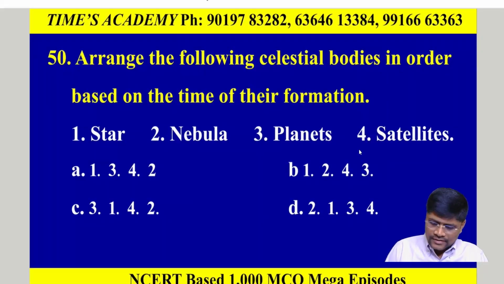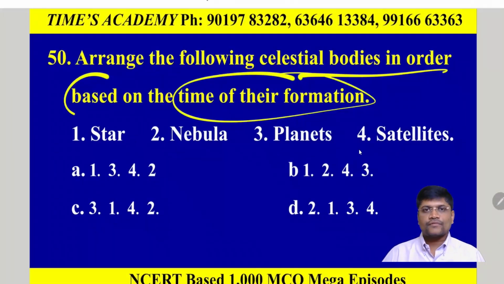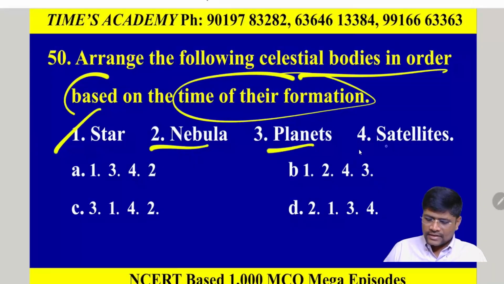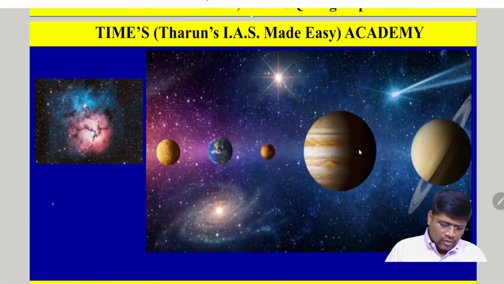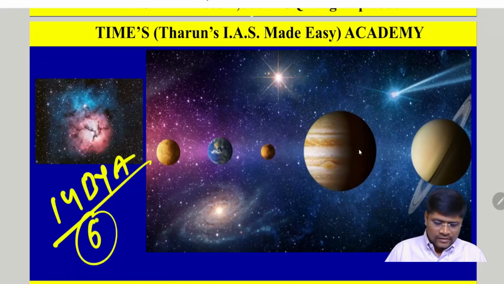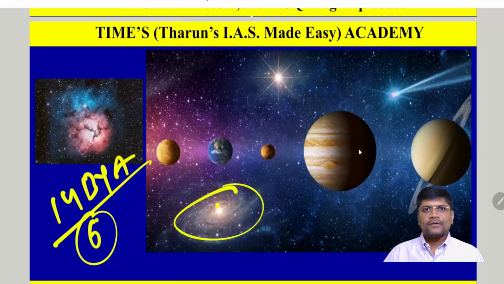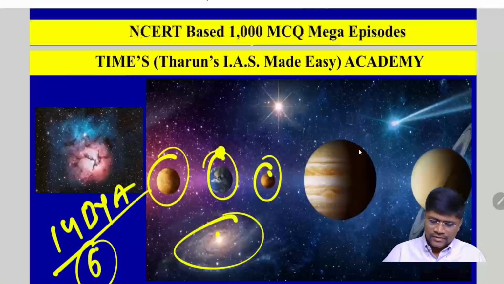Next, arrange the following celestial bodies in order based on their time of formation. The question is demanding the chronology of the solar system formation. So 1, star, 2, nebula, 3, planets and satellites. Okay, so basically we know that around 14 billion years ago, the Big Bang took place. From this Big Bang, around 6 billion years ago, the nebula started. From this nebula, the stars were born. After the birth of the stars, the planets started to evolve. After the planets formed, the satellites were formed. Okay, so this is the chronology.